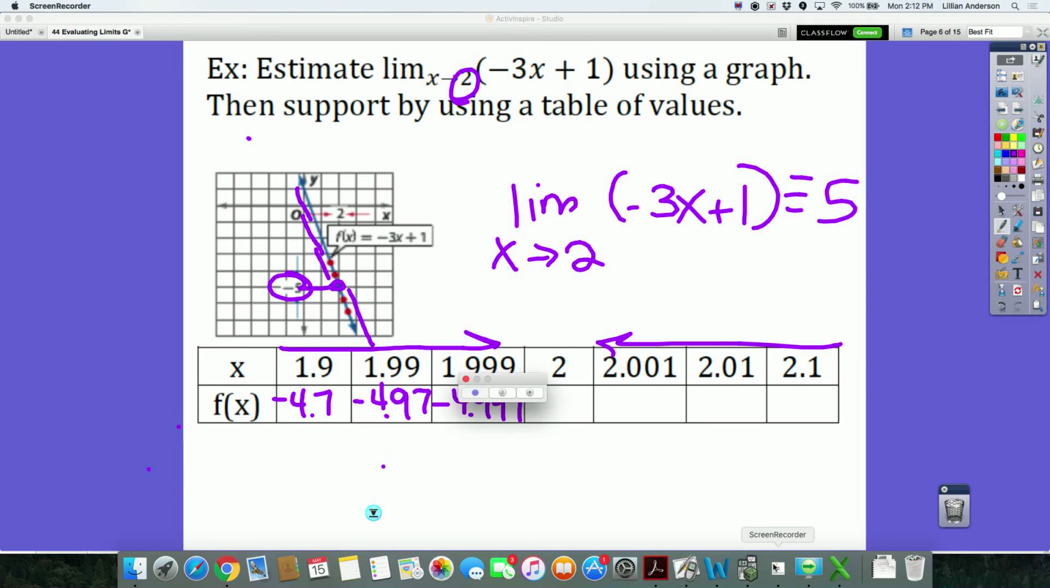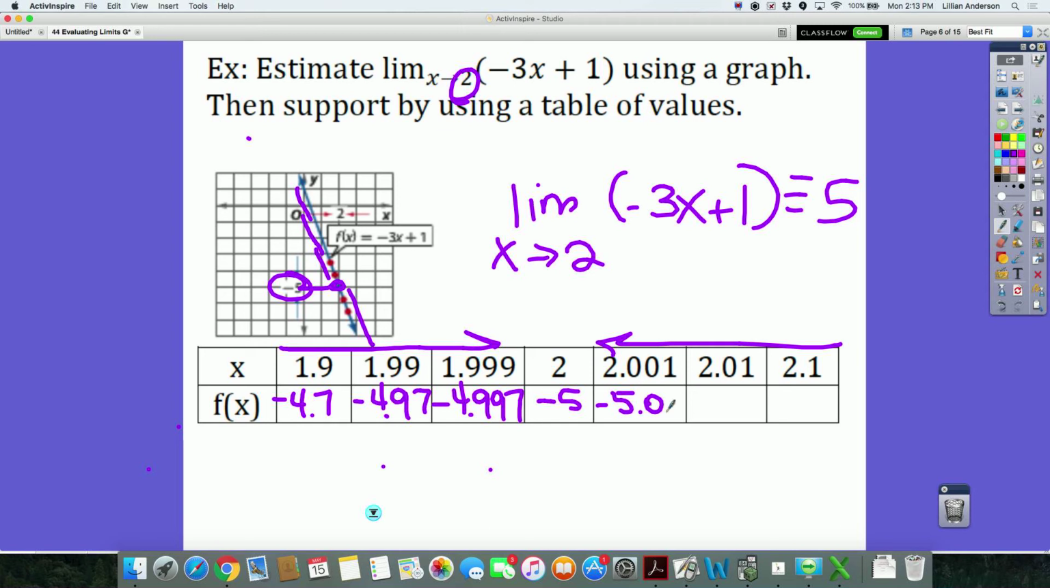-5. You get -5. Okay, so I'm going to need you guys on this because I think my calculator is about to go on the fritz. Can you guys type in 2.001 and tell me what you get? -5.003. What happens when you type in 2.01? -5.03. And 2.1? -5.3. So as you can see, coming from the left-hand side and coming from the right-hand side, we're getting close to the number -5.